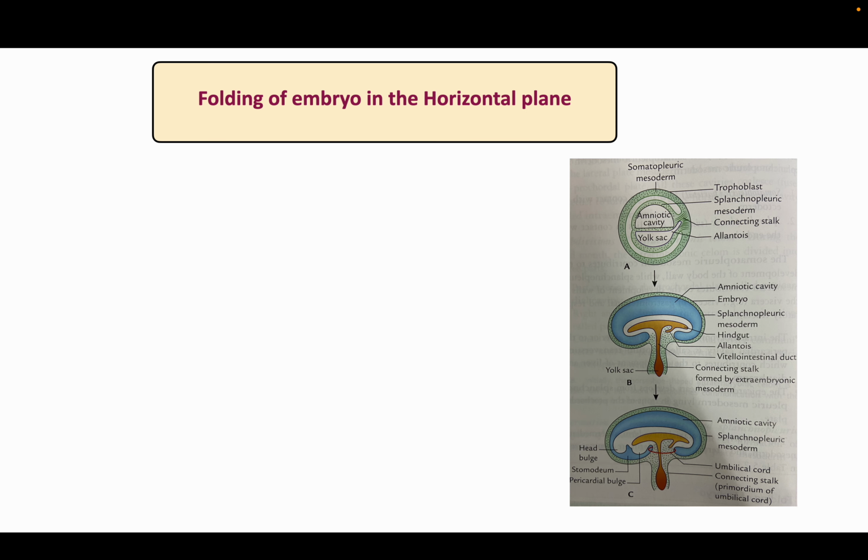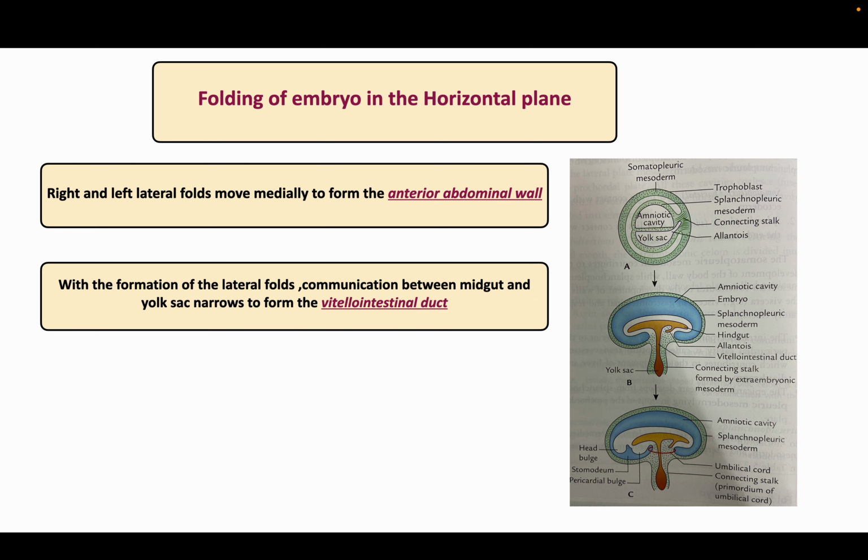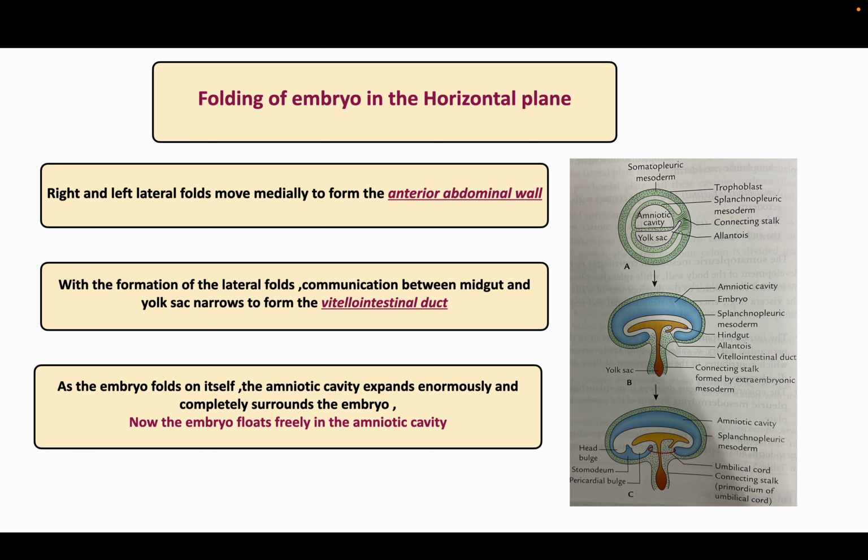Now the folding of the embryo in the horizontal plane results in right and left lateral folds. They move medially to form the anterior abdominal wall. With the formation of the lateral folds, the communication between midgut and yolk sac narrows to form the vitellointestinal duct. As the embryo folds on itself, the amniotic cavity expands enormously and completely surrounds the embryo. Now the embryo floats freely in the amniotic cavity.